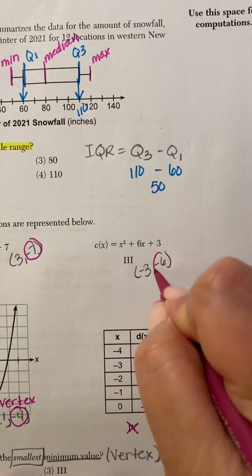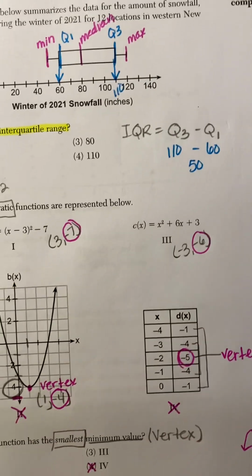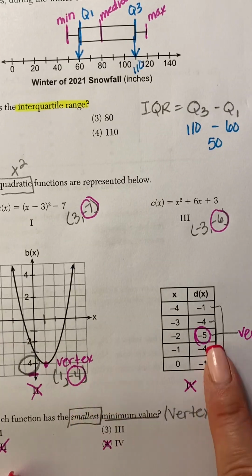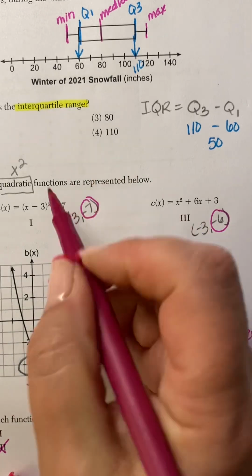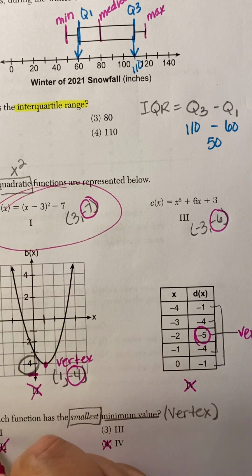This is the lowest point. So the lowest of them all, we have -4, we have -5, we have -6. Choice 1 is your correct answer. It's the lowest of them all.